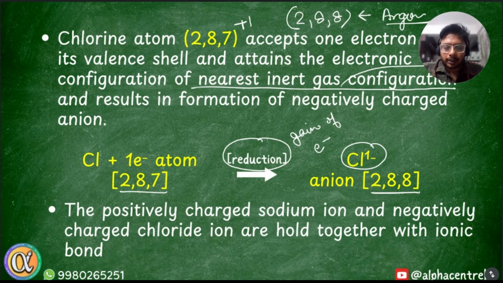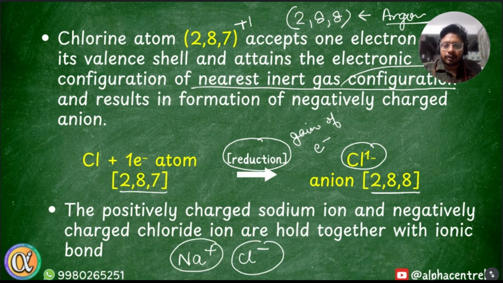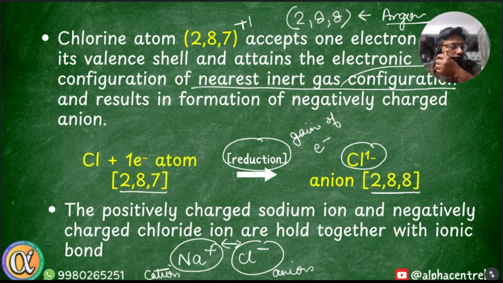The positively charged sodium ion and the negatively charged chloride ion are held together by an ionic bond. Now sodium has turned into a sodium cation because of loss of an electron, and chlorine has turned into a chloride anion because of gain of an electron. These two species, a cation and an anion respectively, have an electrostatic force of attraction between them. That attraction is known as an ionic bond.